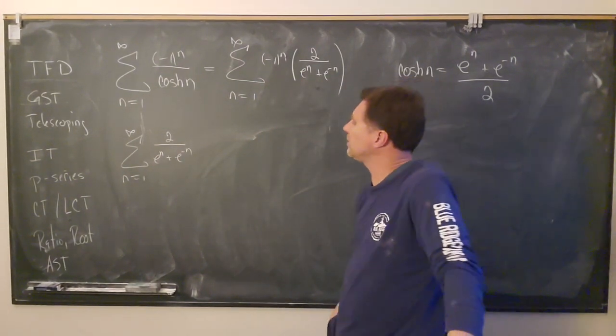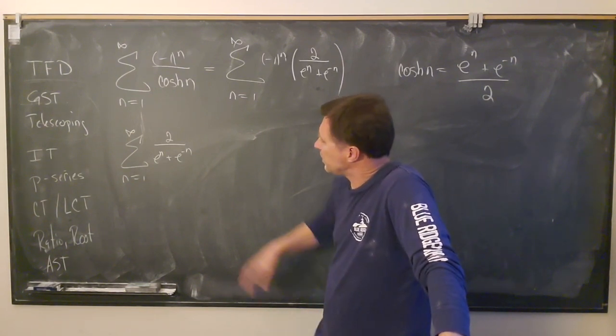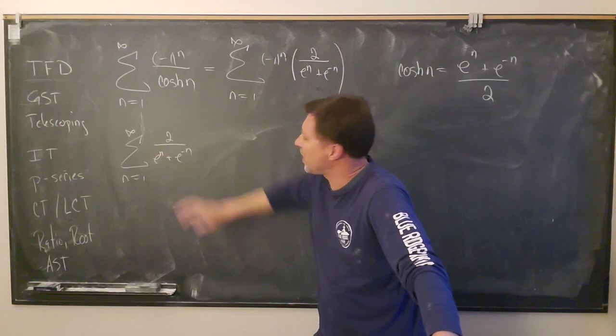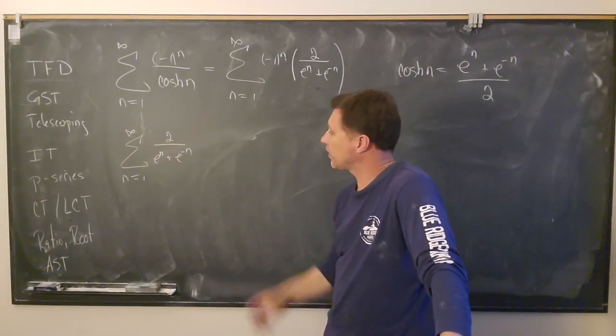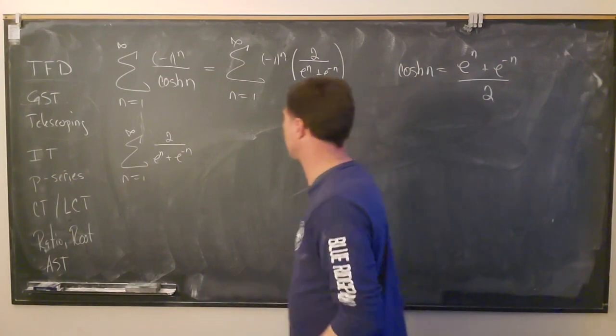And now, what do you think? Well, this one's kind of like, it's almost geometric, right? The e to the n there. So I'm thinking, could I compare this to a geometric series? And the answer is yes, right?